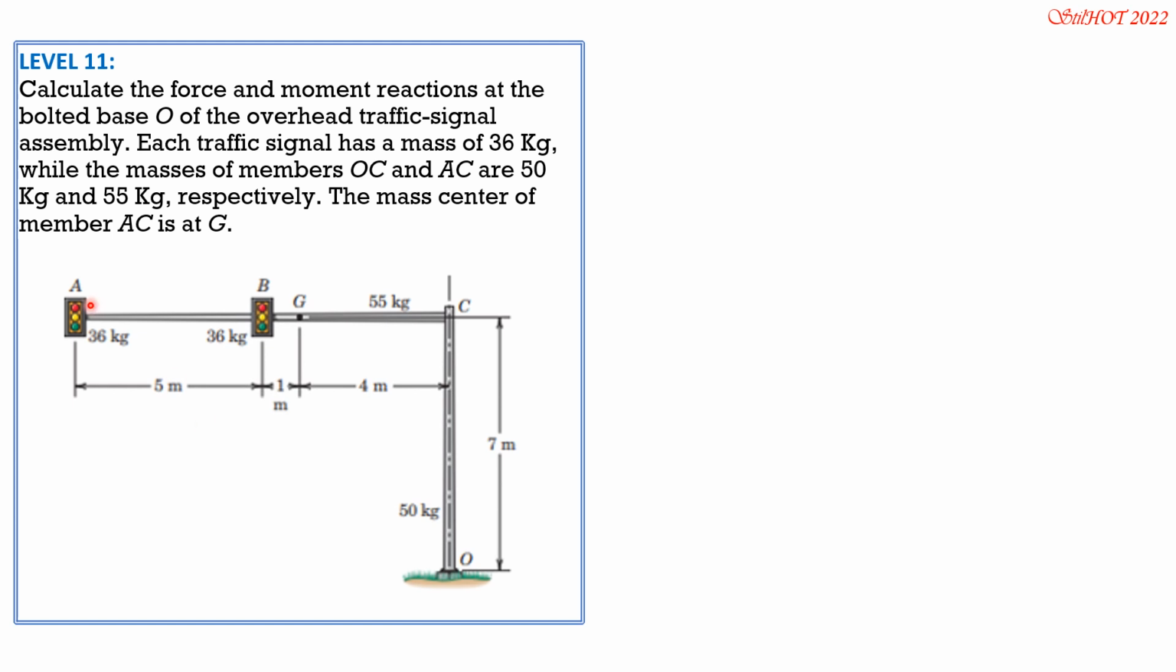So let's put directly the weight: 36 times 9.81 is 353.16. 36 kilograms times 9.81, so this is also 353.16. Then the mass of AC is 55 kilograms. The center of gravity is at G. So 55 times 9.81 is 539.55. And for this member OC here, it is 50 kilograms times 9.81, so 490.5.